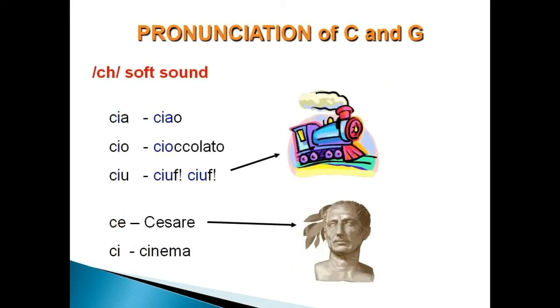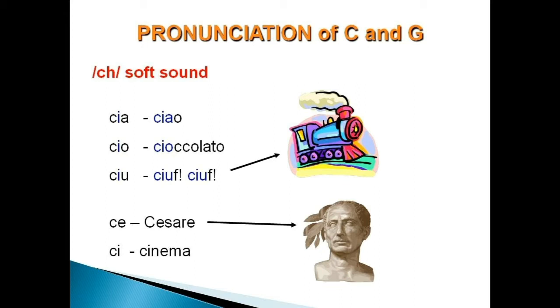Now let's have a look what happens when we have the soft sound. We have cha, cho, chu, and then che and chi. Repeat after me the first 3 words. Cha, ciao. Cho, cioccolato. Chu, chuf chuf.